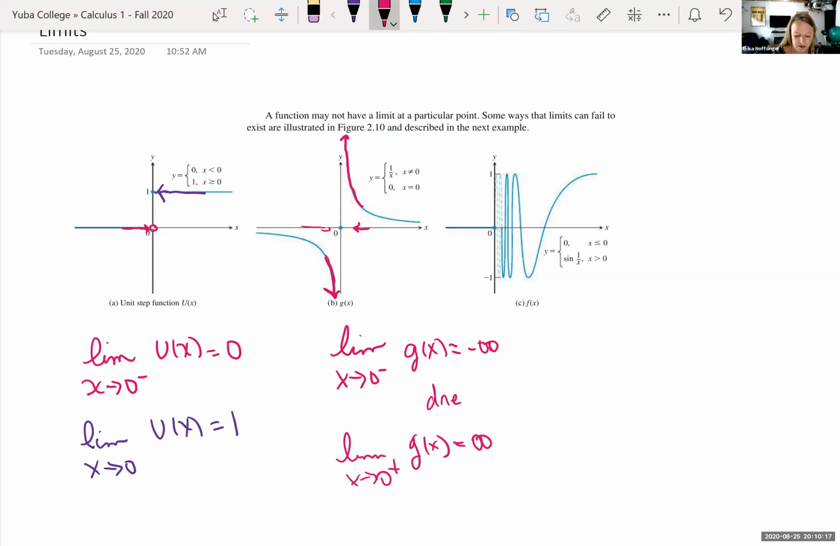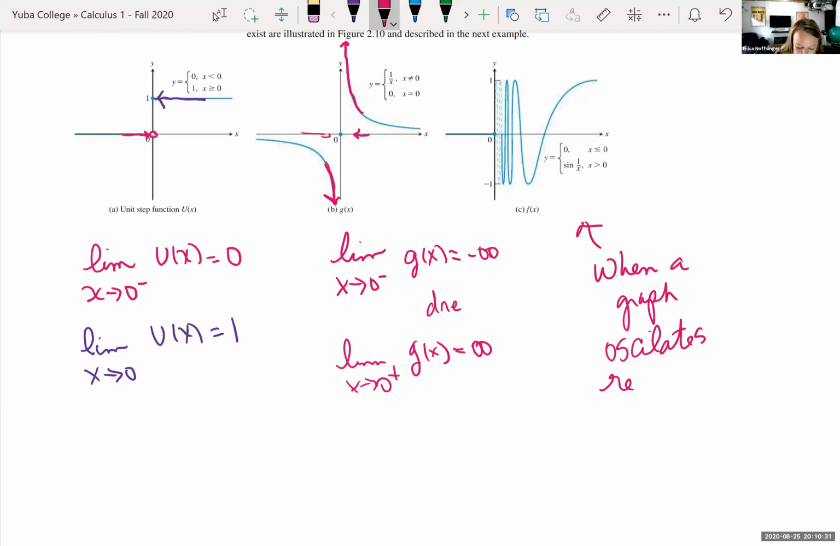Okay. So when a graph oscillates really fast as you approach a value, maybe we can say x equals c, then the limit doesn't exist.